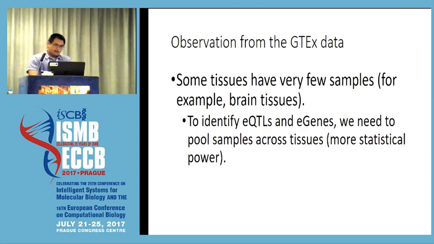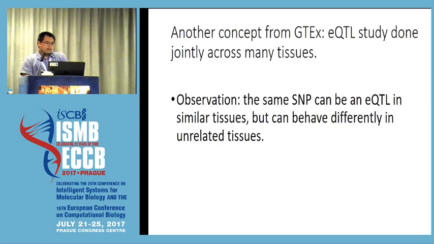Also, from the GTEx data, there's another observation that some of the tissues have very few samples. For example, brain tissues usually have less than 100 samples. So to identify eQTL and eGenes, we would need to somehow pool samples across tissues to increase statistical power. People realized that we can do eQTL studies by jointly analyzing the data across many tissues. And what people have found is that the same SNP can be an eQTL in similar tissues, but the SNP can behave very differently in unrelated tissues.